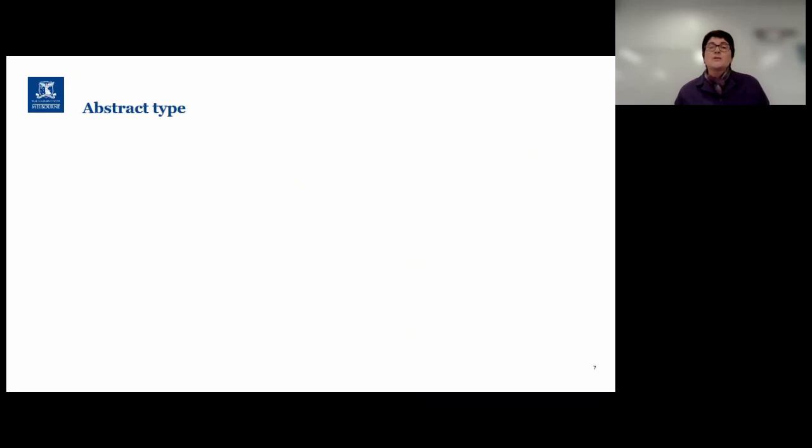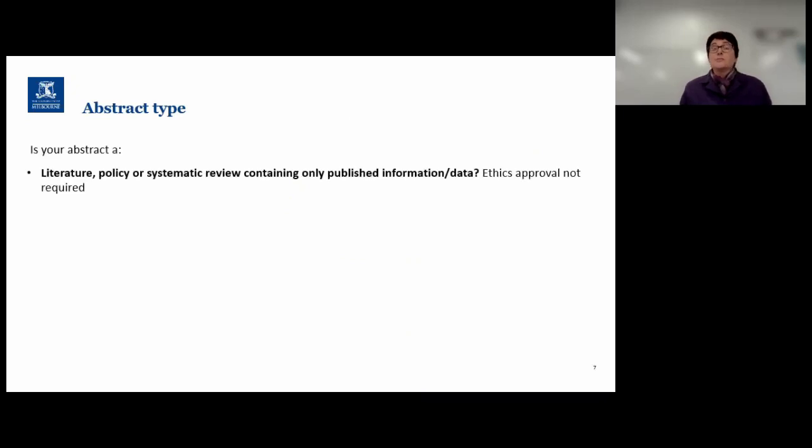So looking at the type of abstract that you might be planning to present, if your abstract is a literature review, a policy paper, or perhaps a systematic review that contains only currently published information and data, then ethics approval is not required.